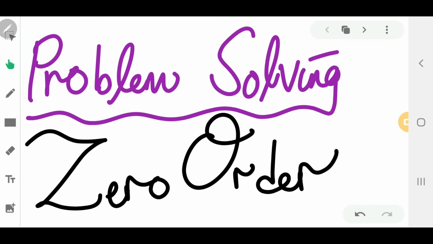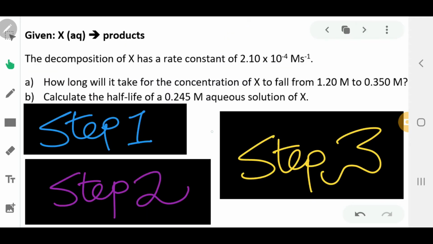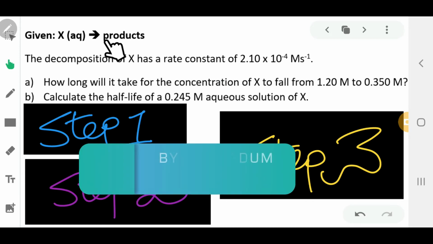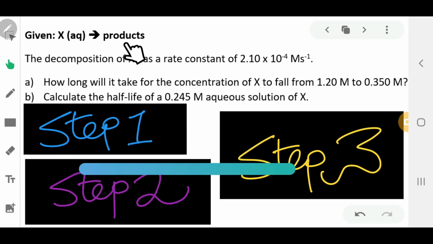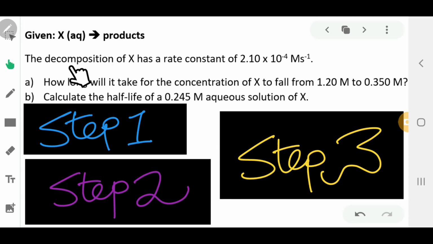Hi, in this video, I'm going to walk you through how to solve some problems with regards to zero order reaction. We're going to use this example over here. Given X aqueous making products, the decomposition of X will have the rate constant of 2.10 times 10 to the power of -4 with the unit of molar per second. There are two things that you need to do.